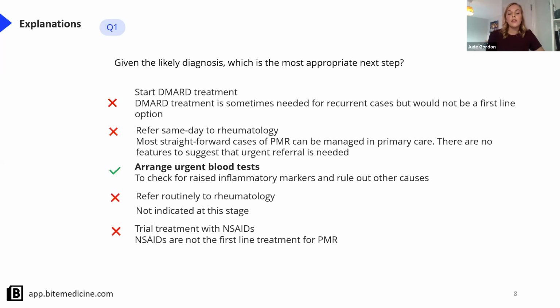Now, I think the most popular answer there was refer routinely to rheumatology. You may do that. The vast majority of patients with polymyalgia can probably be managed in primary care, but patients may need to be referred to rheumatology if they're not responding to treatment or if they've got atypical symptoms. You might want to discuss it with rheumatology if they have symptoms that you suspect but normal bloods, for example. But standard practice would be to check some bloods first of all, and the diagnosis and initial treatment could be started in primary care.